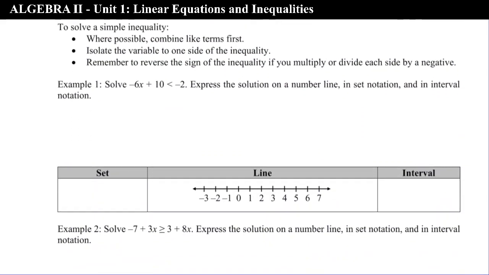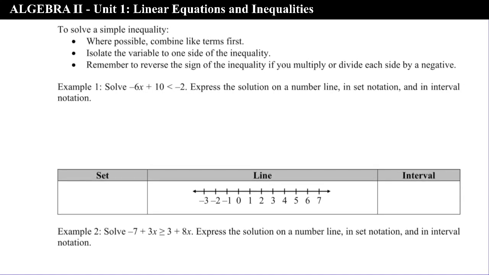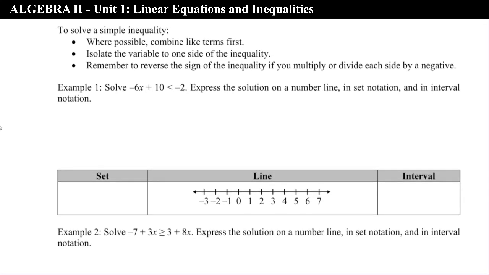When it comes to solving a simple inequality, there are just a few things that you have to keep in mind. One, you want to, where possible, combine like terms first. So if you have two x's on one side, go ahead and combine those. Then you want to isolate the variable, very much how we do with an equation. We want to isolate the variable to one side of the inequality. Now, this is a key to remember. Remember to reverse the sign of the inequality if you multiply or you divide each side by a negative.